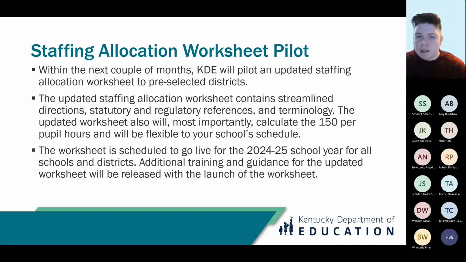At the endorsement training, we referred to our staffing allocation worksheet pilot that we're going to be starting. It's going to contain statutory and regulatory references and terminology, as well as calculate that 150 per pupil hour for grades 7 through 12. And because we are currently in the staffing allocation season, we will not be running that pilot until after the final allocations are due, just so we don't cause confusion amongst the districts.